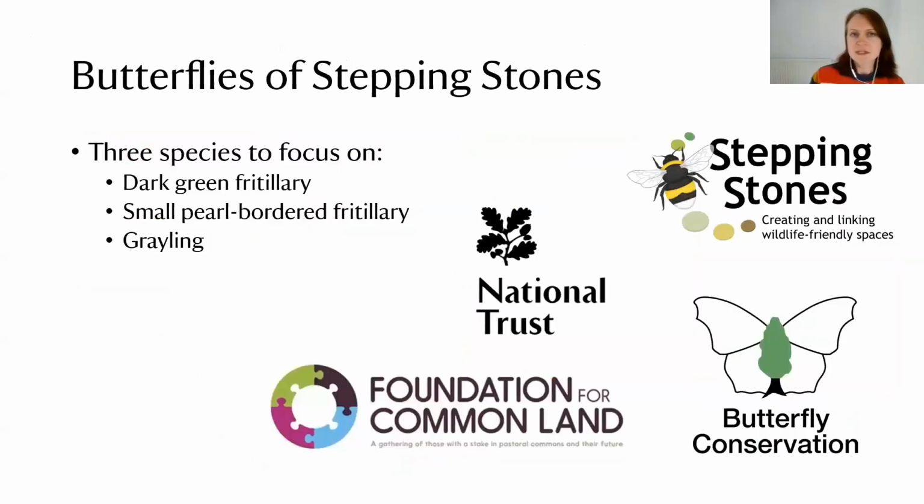So in terms of the important butterflies of the Stepping Stones area, we're really focusing on three species tonight. Two fritillaries, so dark green fritillary and small pearl-bordered fritillary. Now there used to be another fritillary species in the project area, which was the pearl-bordered fritillary. And unfortunately, we've now lost that completely, so that's become locally extinct. We still have the small pearl-bordered fritillary. And the third one is the grayling.